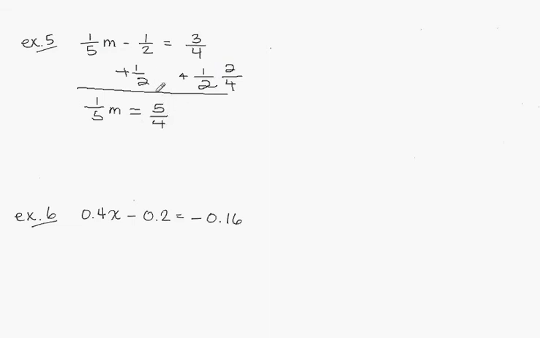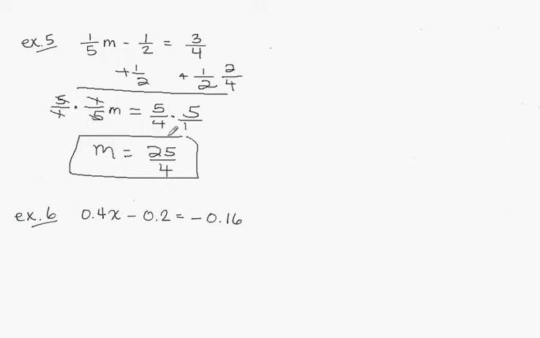Now hopefully you remember what you did in the last lesson, 24. If you had a fraction in front of the variable, you had to multiply both sides by the reciprocal. And the 5's cross out, the 1's kind of cross out there, and you get m equals 25 over 4. Same idea, you can leave it as an improper fraction.